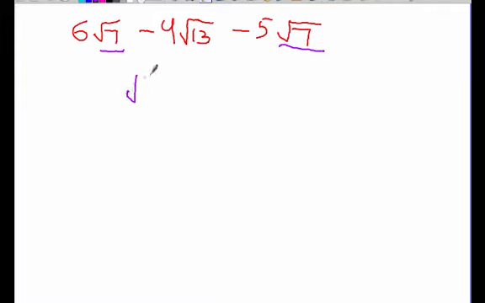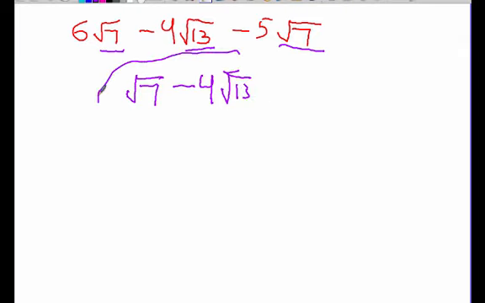Those are like radicals. Look at their coefficients. I've got 6 minus 5. That's just 1. So that's just square root of 7. Square root of 13. Not here. Not here. So this is just plus 4 times the square root of 13. And you're done. There is nothing else that can be done to simplify this.